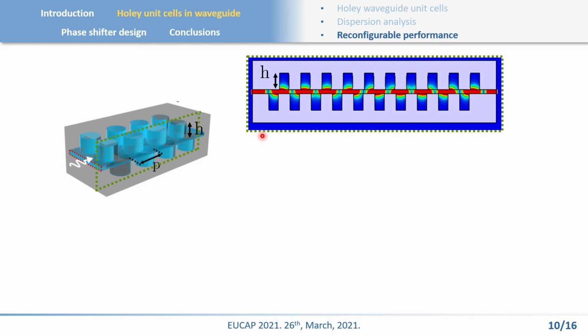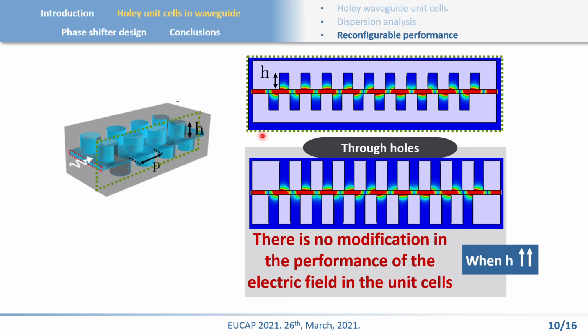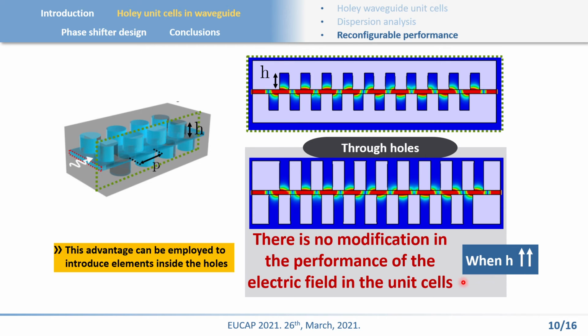This fact can be taken advantage of to make through holes, instead of holes with metal at the bottom, as is presented in this figure. No modification exists in the behavior of the electric field compared with the case of the hole with metal at its bottom. This comparison is true when the depth of the hole is big. And this supposes an advantage because elements can be introduced inside the holes, and these elements can be controlled outside the waveguide.